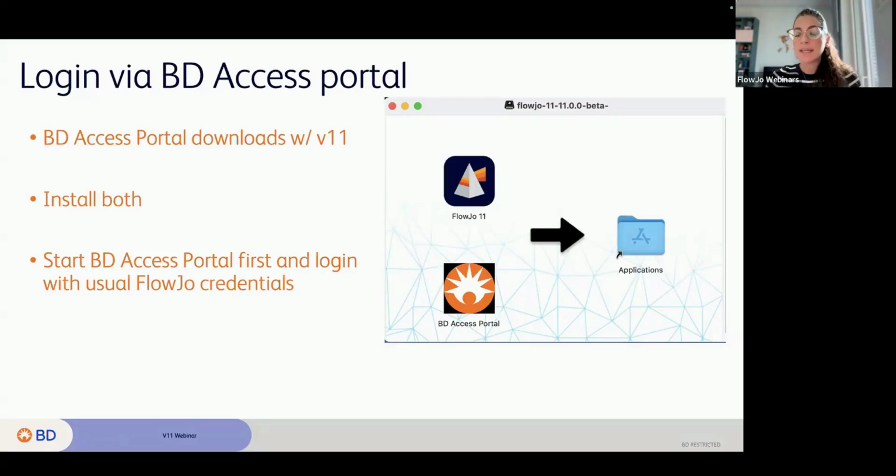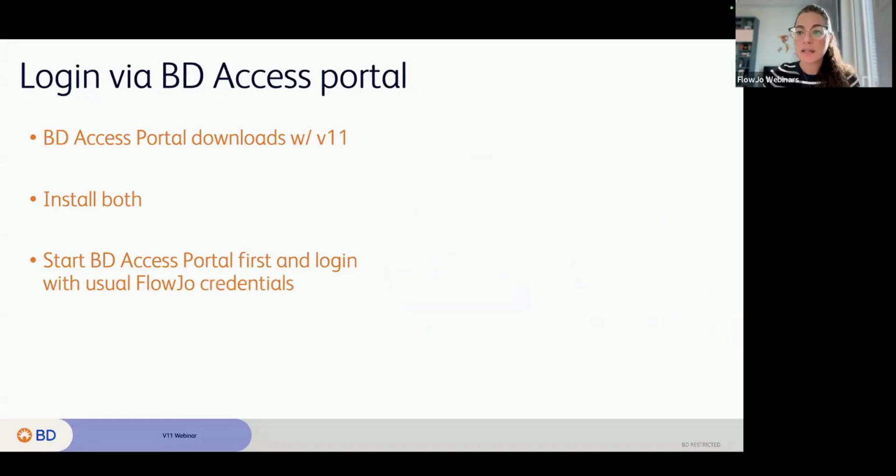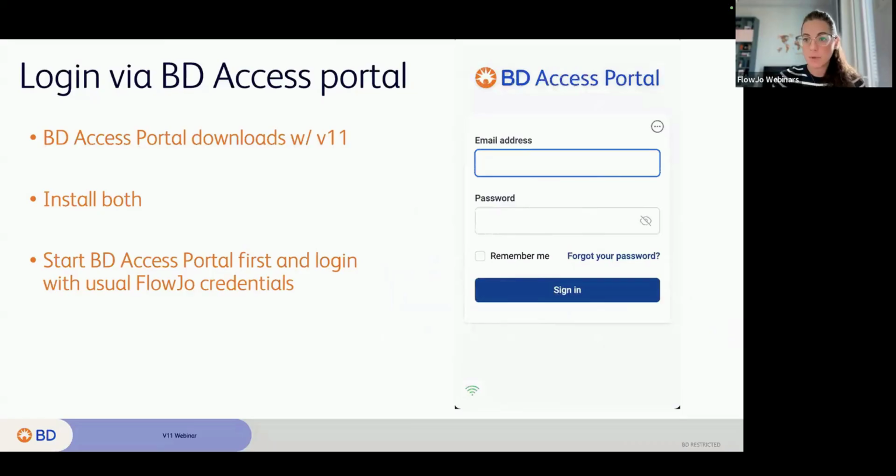If you are on a Mac, like in my case, you just need to drag and drop them into the applications. But if you are on a PC, you will be guided through the installation of both of them. So it is really, really important that you install both of them on your computer. Once you have done that, you can start by launching BD Access Portal. First you launch BD Access Portal and then you can launch FlowJo, especially at the first installation. In this case, you will insert your username and password and you can just log in.